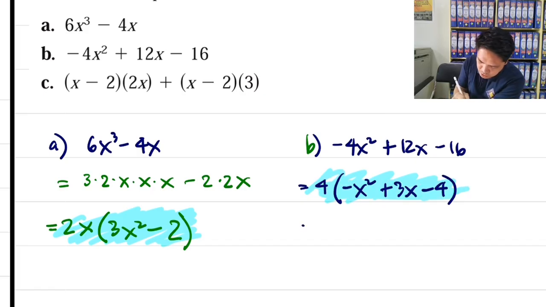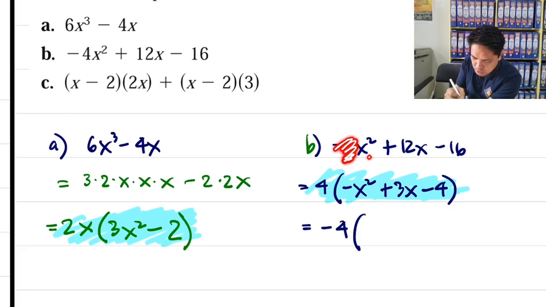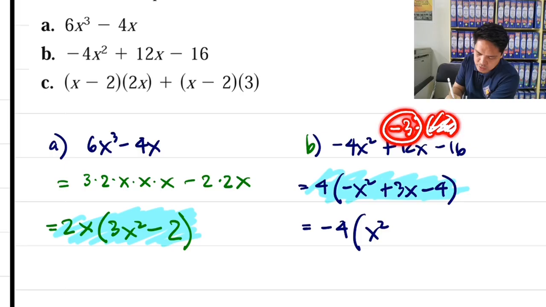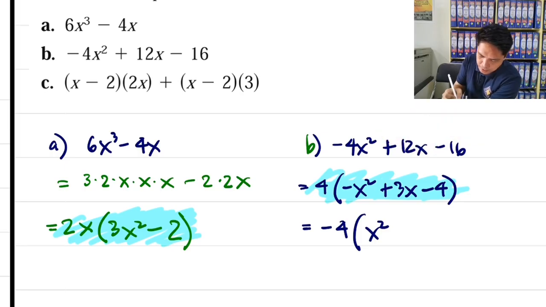The other answer is if you factor out negative 4. If you factor out negative 4, ang maiiwan dito is just x squared. And here, what negative factors of 12 will result to positive 12? Pwedeng negative 3 and negative 4. So if you factor out negative 4, negative 3 yung naiwan. Negative 3 and x.